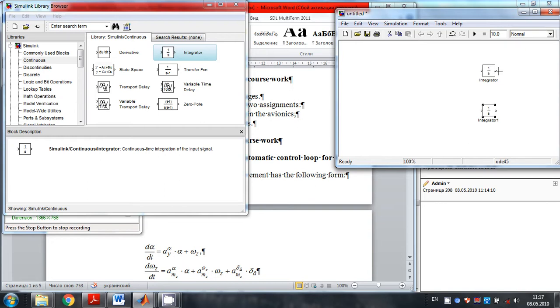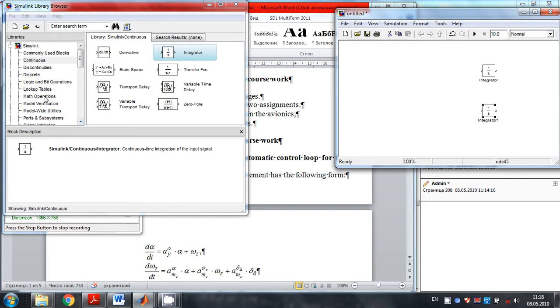At the output of the first integrator, we suppose that we'll have alpha, the angle of attack, as the output of the first equation. Then we need to take this alpha and multiply it by this coefficient and feed it back to the system plus some other value. So we feed it back to get this new derivative. So we need some gain here. The gain is the multiplier.